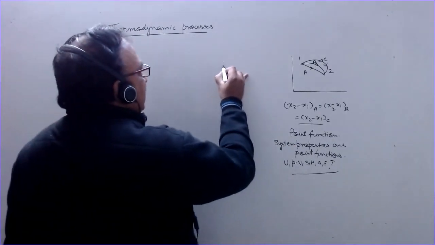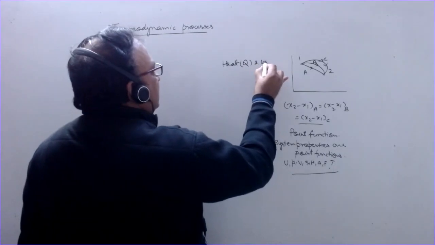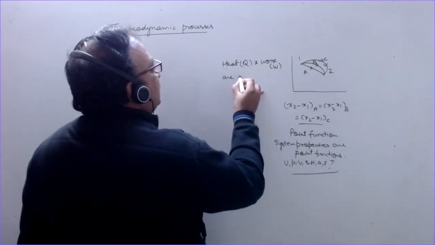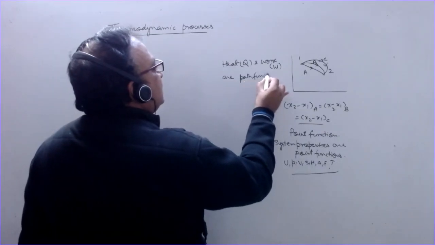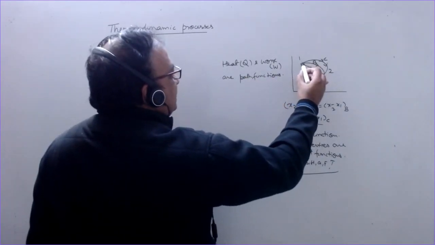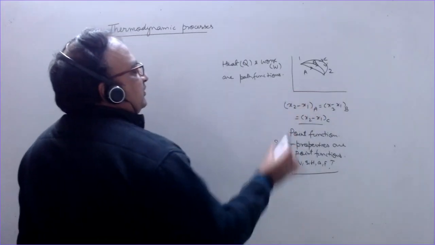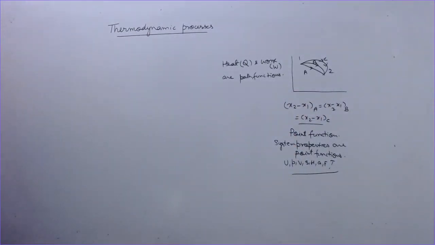Whereas heat and work, W, are dependent on the path followed; they are path functions. So heat or work exchange during these three different paths will be different. That's why they are called path functions. Now we have to discuss thermodynamic processes.